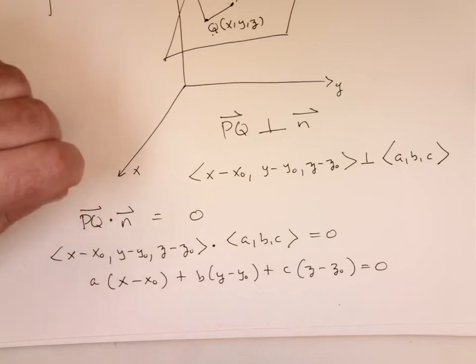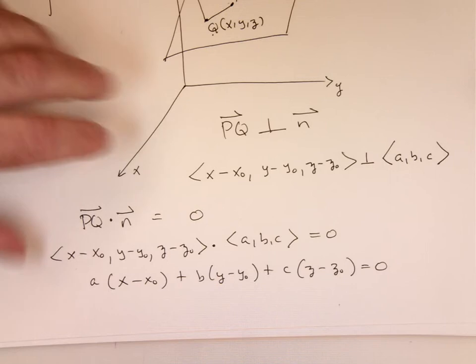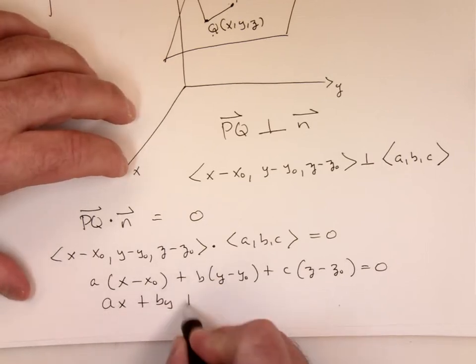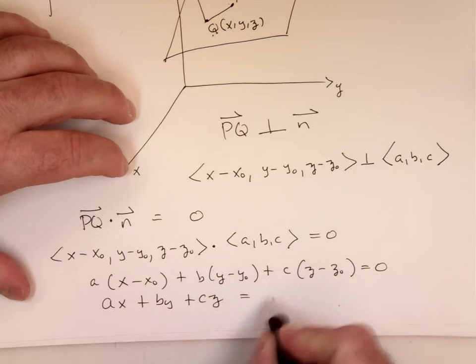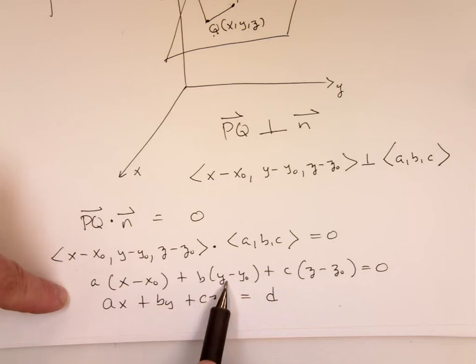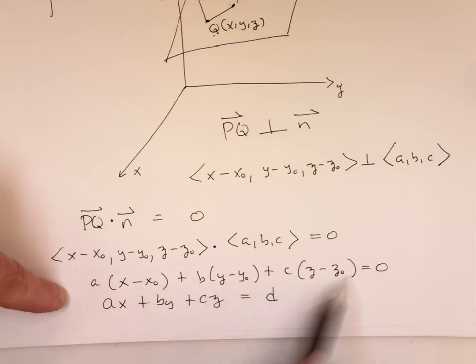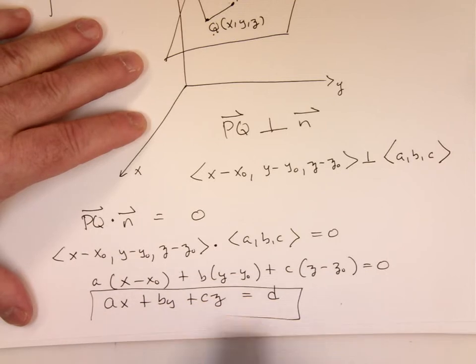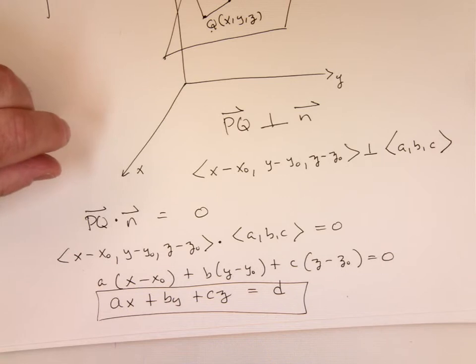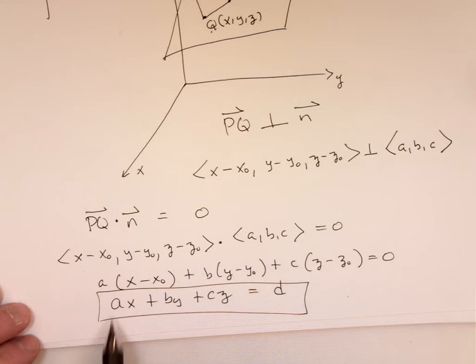Usually what's done, it's ax plus by plus cz equals d, where d would be a x sub naught plus b y sub naught plus c z sub naught. This is the equation of a plane. A, b, and c are the components of the normal vector. D is made up of the others, but we'll do a problem. It's pretty cool. As soon as you know the equation of a plane, you know its normal vector automatically. It's the coefficient of x, y, and z.